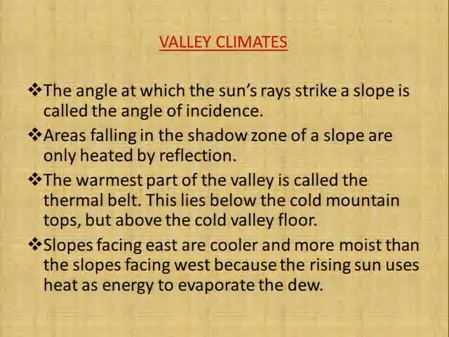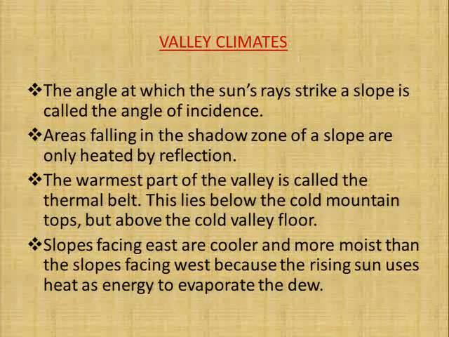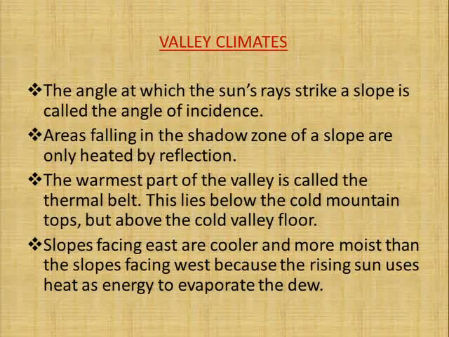Right. So now they say the warmest part of the valley is called the thermal belt, as I've indicated. This lies below the cold mountain tops, but above the cold valley floor. The slopes facing east are cooler and more moist than the slopes facing west, because the rising sun uses heat as energy to evaporate dew.